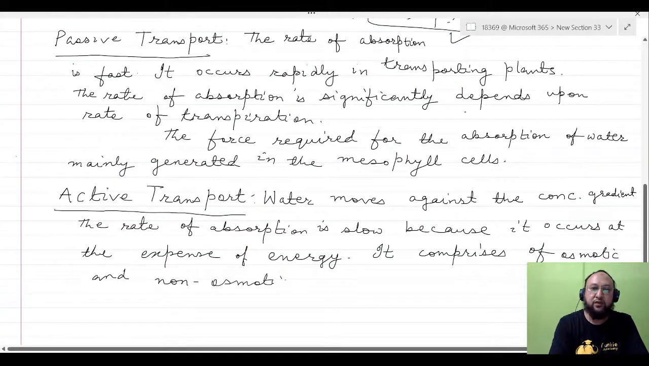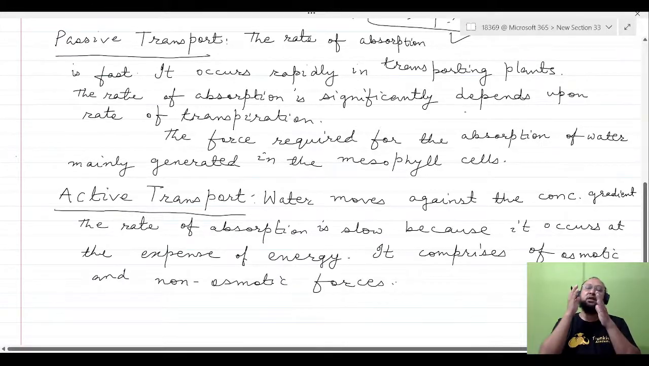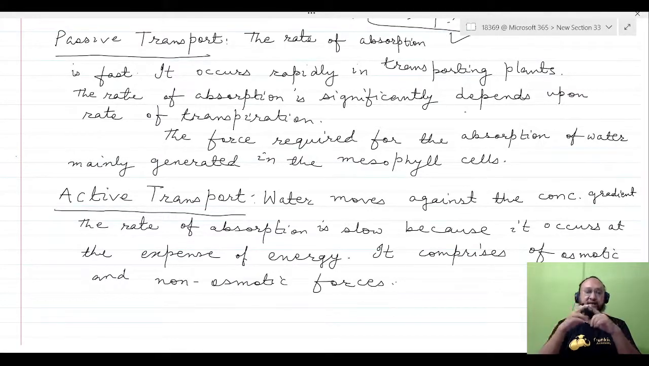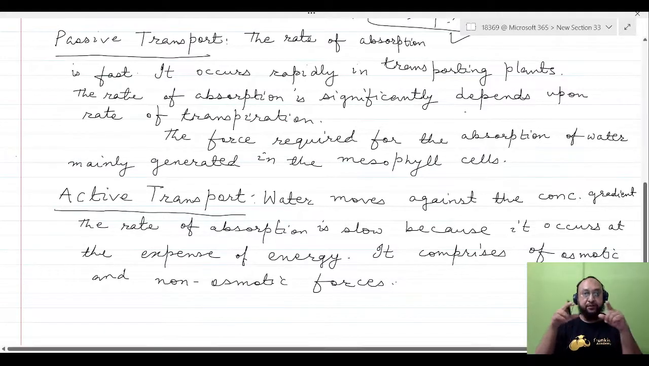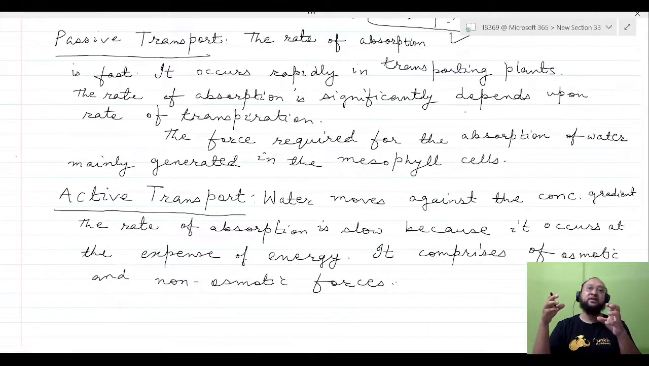Non-osmotic forces. I told you about osmosis. We know that the plasma membrane or cell membrane of the cell is selectively permeable, or you can say semi-permeable. When the cells of the root hairs absorb water from the soil, the plasma membrane acts as the semi-permeable membrane, and the process of osmosis takes place. With the help of this process, water is absorbed into the root hair cells.